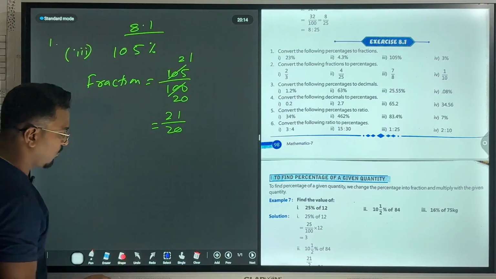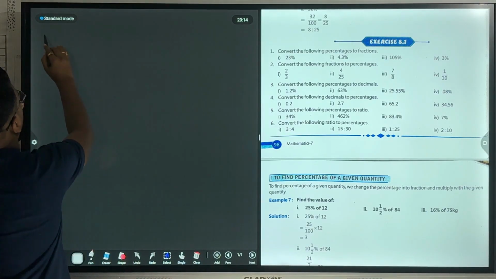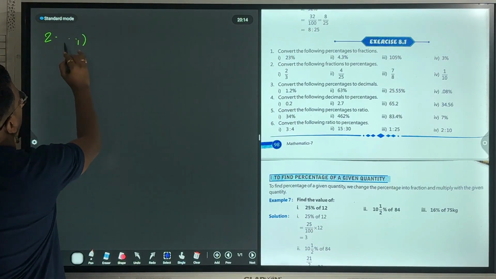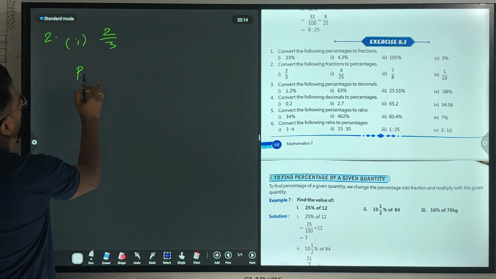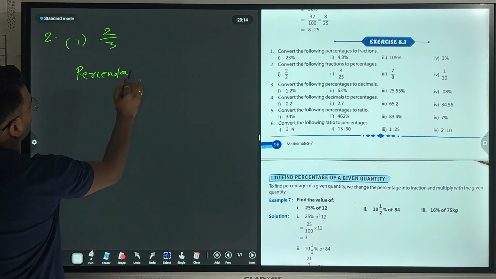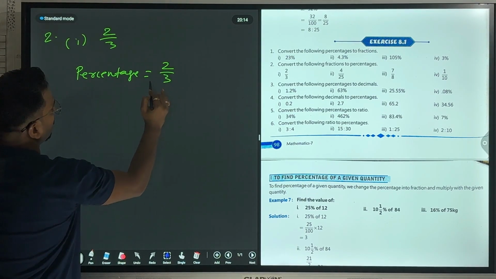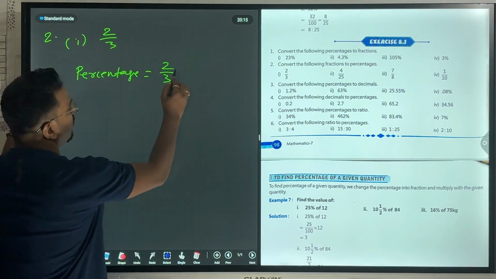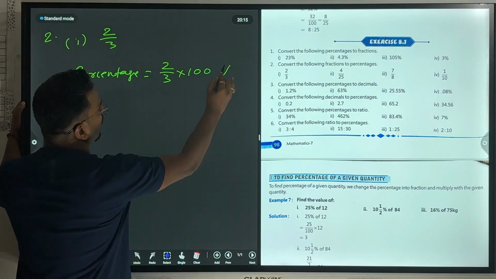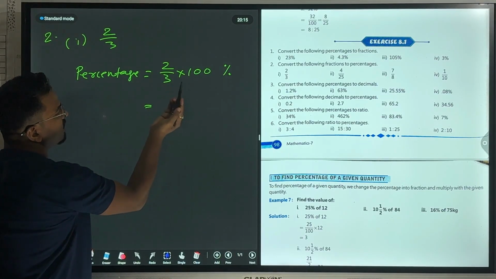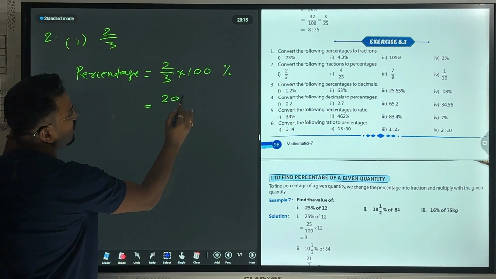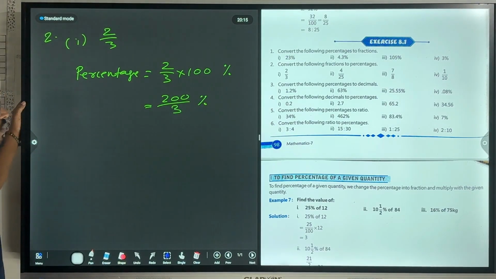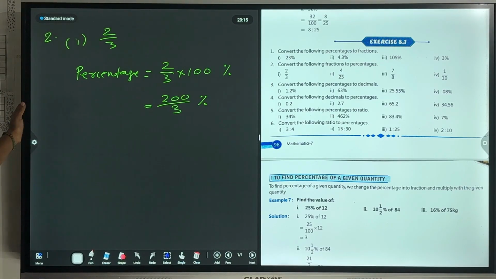Next, we will see question number 2. Convert the following fraction to percentage. It is given 2 by 3. So, you have to convert into percentage. I told you, to convert to percentage, you have to multiply by 100. So, it will be converted into percentage. Can you cancel? You cannot cancel. So, you just multiply this, you will get 200 by 3%. Okay, 200 by 3%.